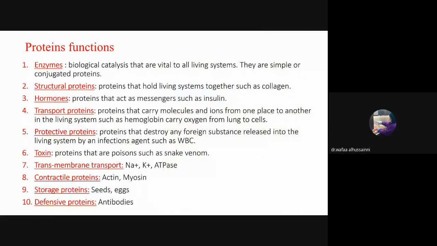So we will talk a little bit about the functions of proteins. We start with the proteins as enzymes, and we all know that our biological system actually works as chemical reactions. Those reactions need catalysts. And the most abundant catalysts are enzymes, and those enzymes are actually proteins. They could be simple proteins or conjugated proteins.